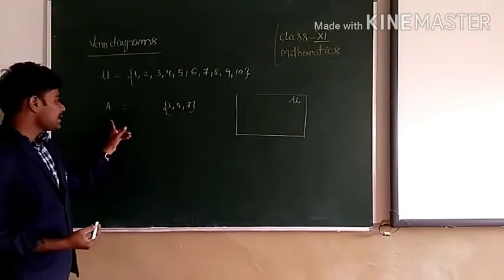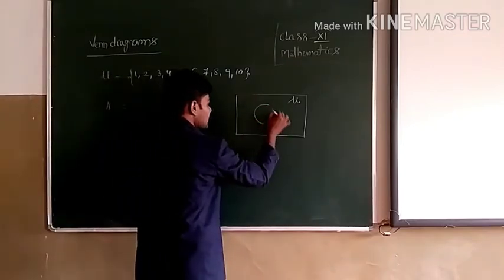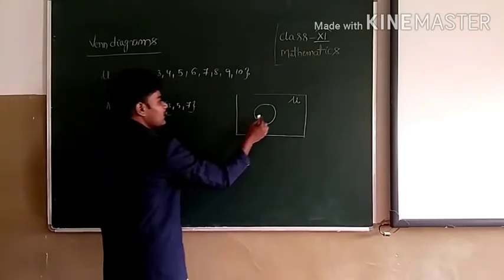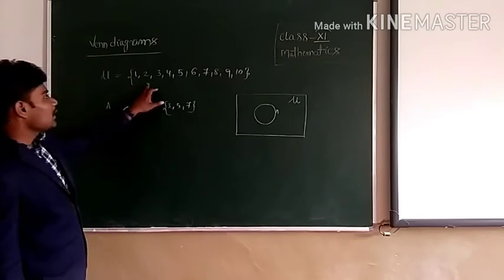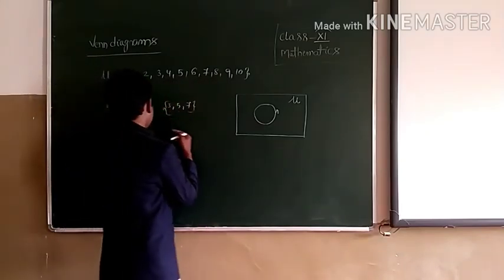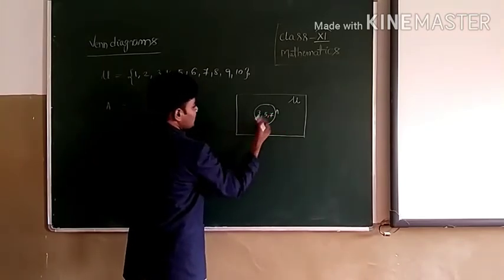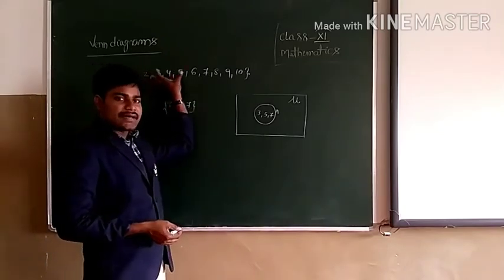Next, the subset A is a subset of mu. So that's why A is inside this rectangle. So A we can denote like this. This is set A. Okay. Now here 1, 2, 3, 4, 5, 6, 7, 8, 9, 10. So first A is 3, 5, and 7. So these 3, 5, and 7 are also included in the universal set.